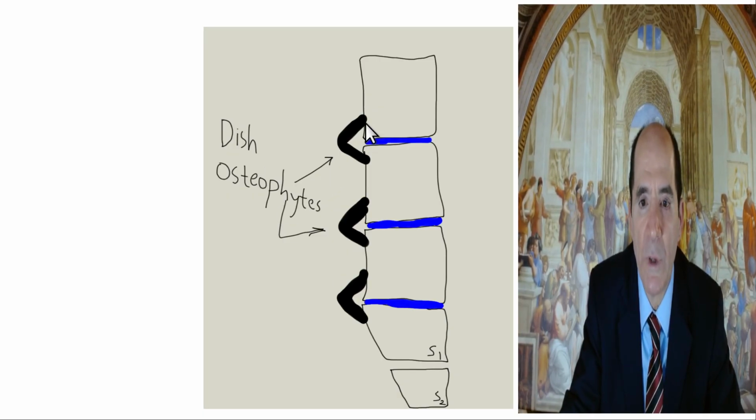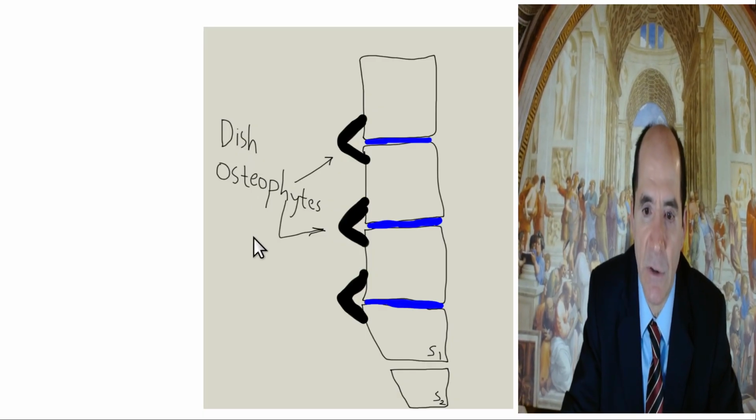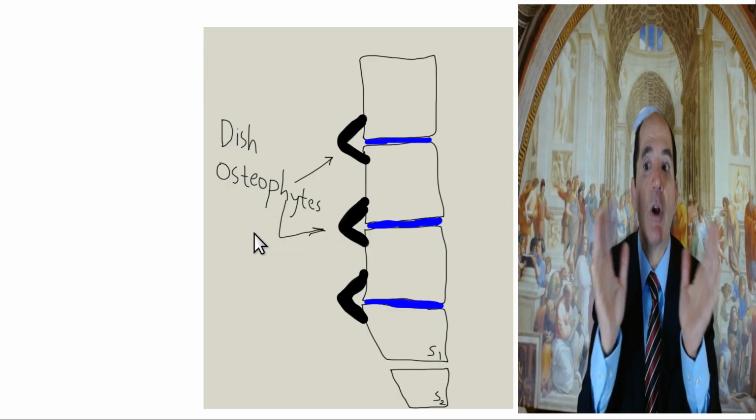Okay, these bulky osteophytes, their medical name for this condition is DISH, which means diffuse idiopathic skeletal hyperostosis. It's also called Forestier's disease. But the point is, this is the only thing the spine can do.